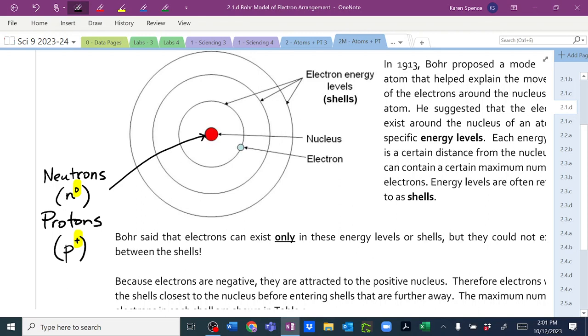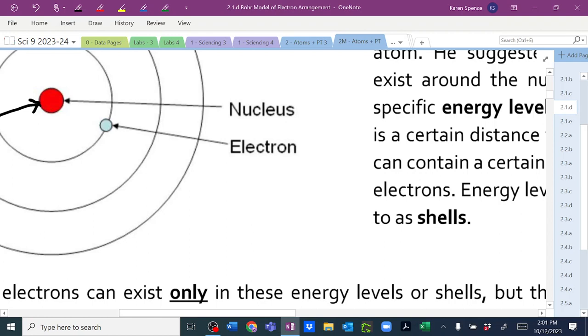Okay. Now, that's what's in the nucleus. What is outside of the nucleus? Electrons. And if we had to give a symbol for the electron, tell your partner what the symbol for the electron would be. Anyone want to tell me? It's an E with a minus because electrons have a negative charge.